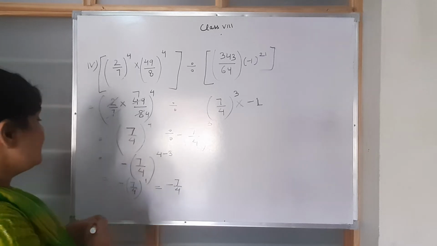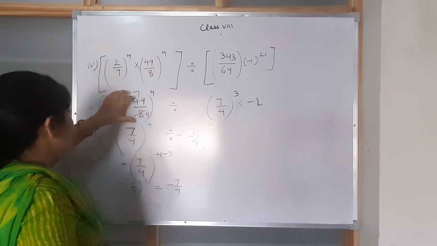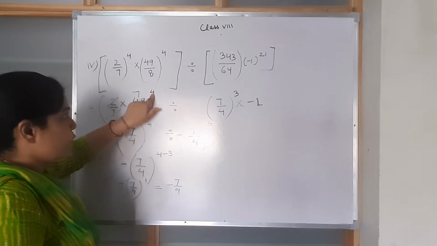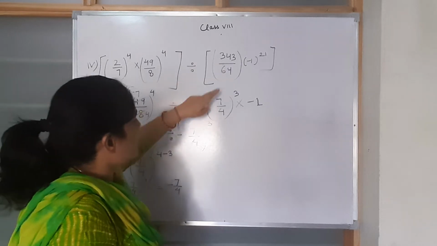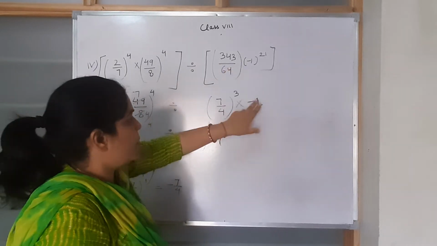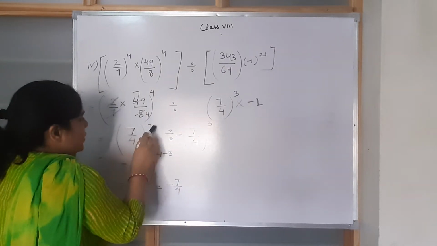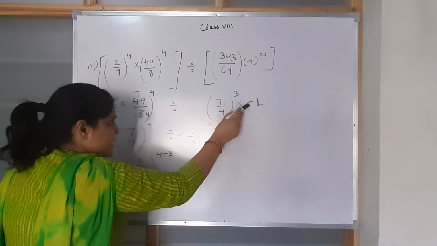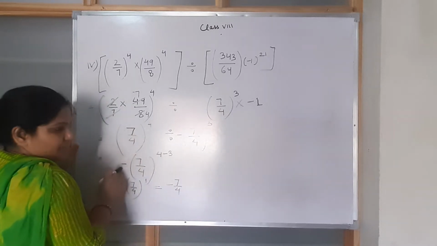Again I am explaining. This is whole, both the powers are same. So bases will be multiplied because multiply sign is there, and whole raised to the power 4. Then this can be written as divide sign. I am putting 7 upon 4 whole raised to the power 3, minus 1 raised to the power odd number. So this is minus 1. Now this can be written as 7 upon 4 whole raised to the power 4 divided by 7 upon 4 whole raised to the power 3. Now minus sign I am keeping it here.